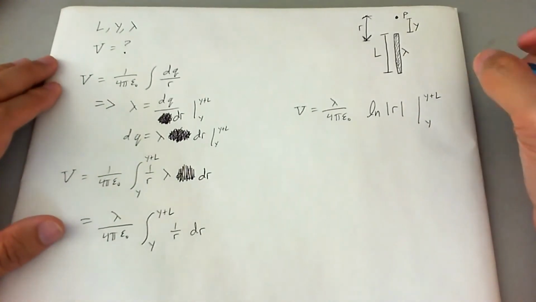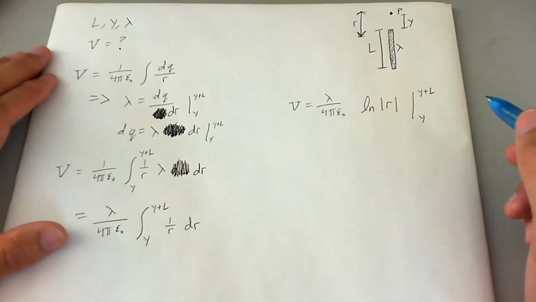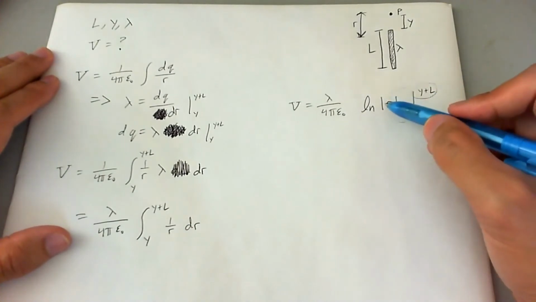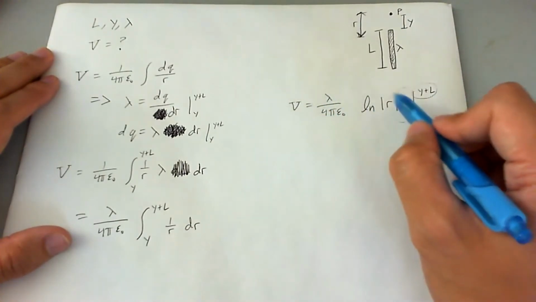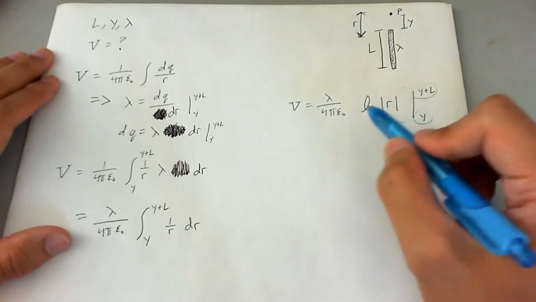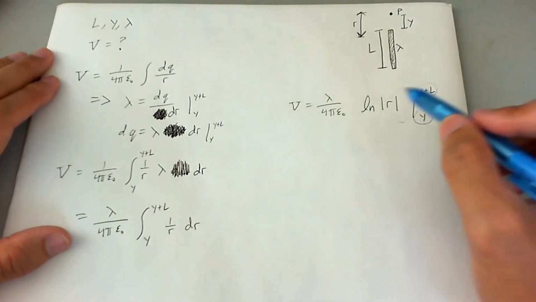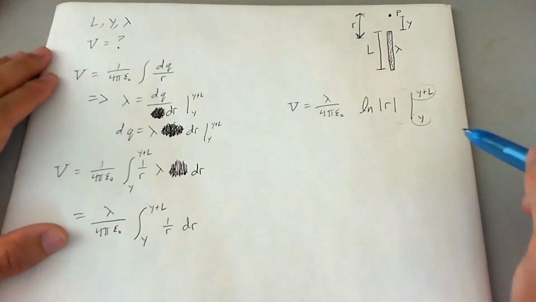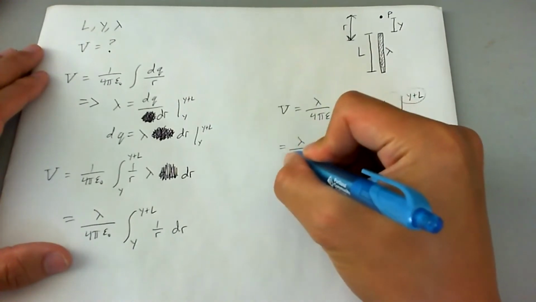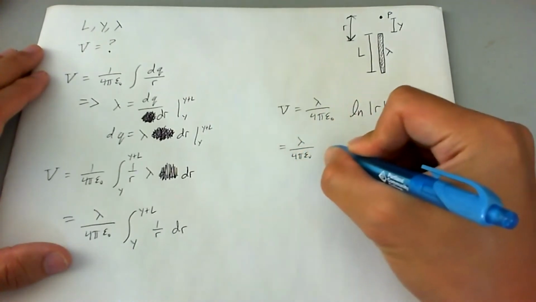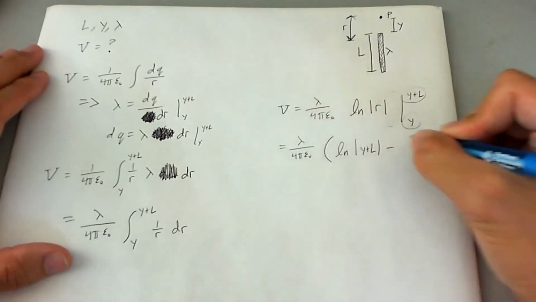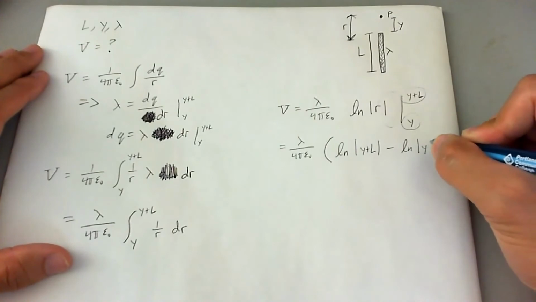Cool. Now let's go ahead and plug in these values for r. You're going to do this whole function here, where r is y plus L, minus this whole function here, where r is just y. And that's how you analyze the limits of integration. So this ends up being lambda over 4 pi epsilon naught, natural log of y plus L, minus natural log of y.